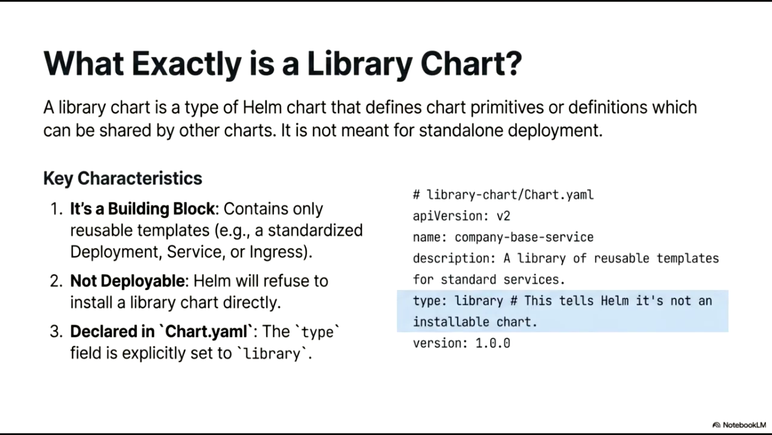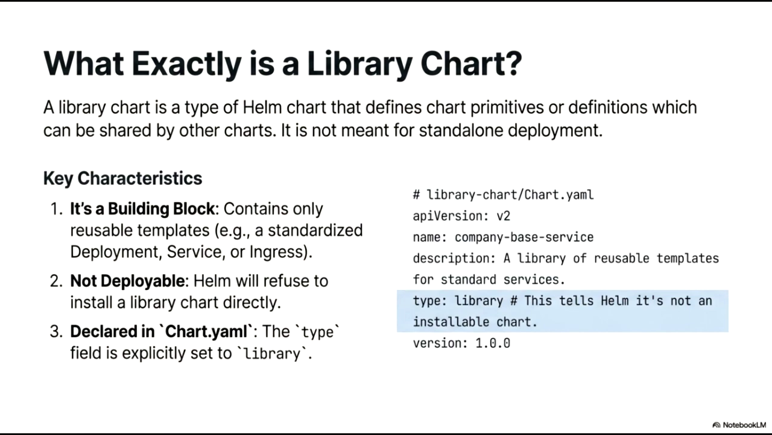A library chart is a specialized type of Helm chart designed to define chart primitives or reusable definitions that can be shared across other charts. Crucially, it is not meant for standalone deployment. There are three key characteristics that define a library chart.